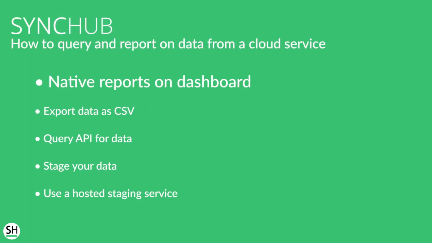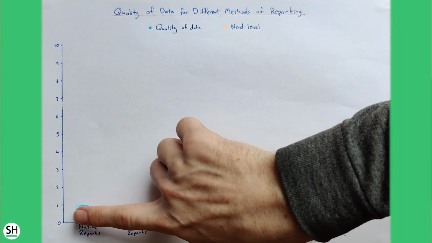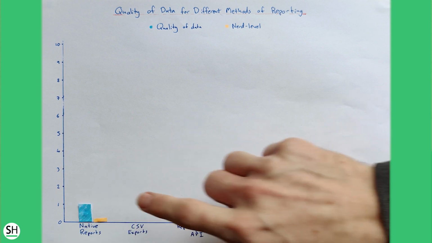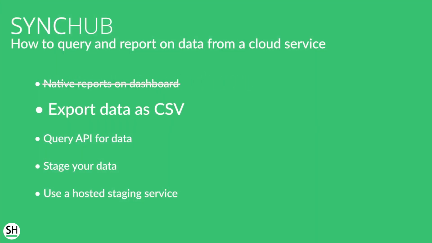First up, native reports. Cloud services will usually provide some basic or essential charts on your dashboard. However, these are generally quite limited, not giving you much control over the reports, but this method requires no technical knowledge. For more advanced charts, you could export your data as a CSV.